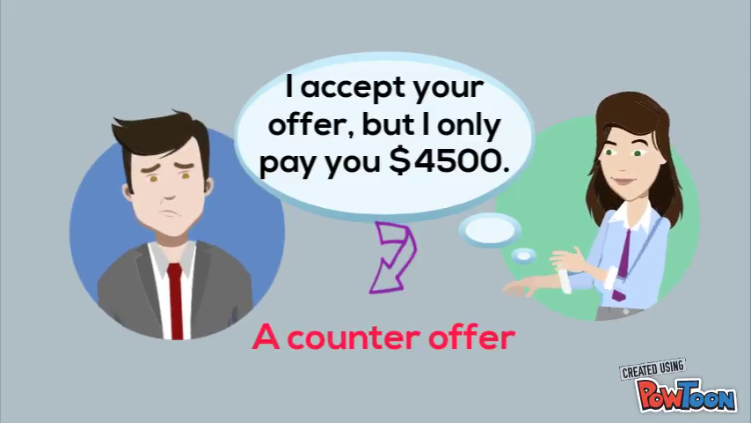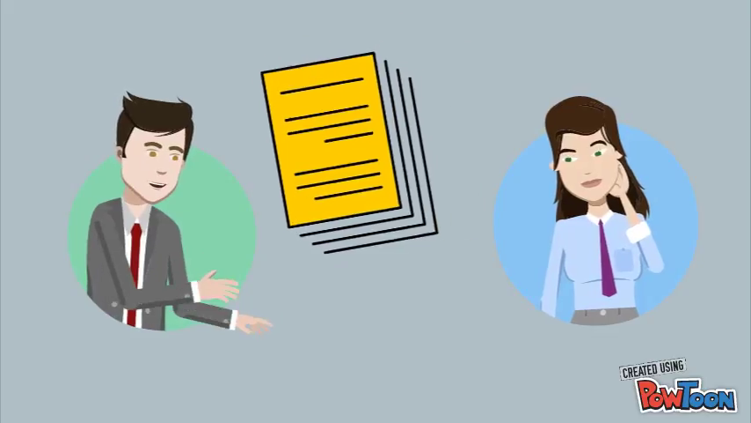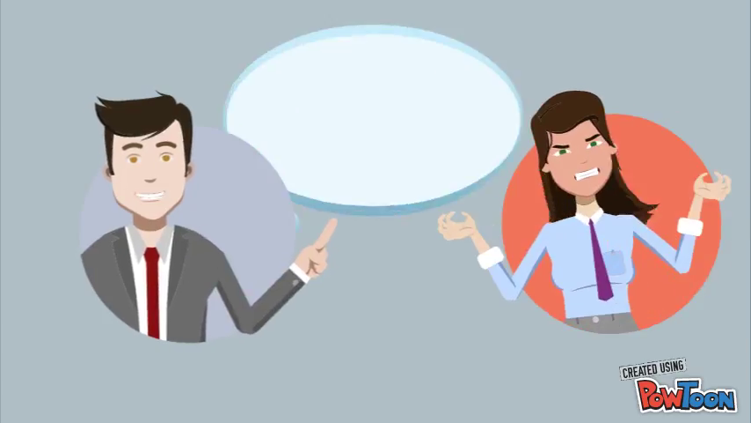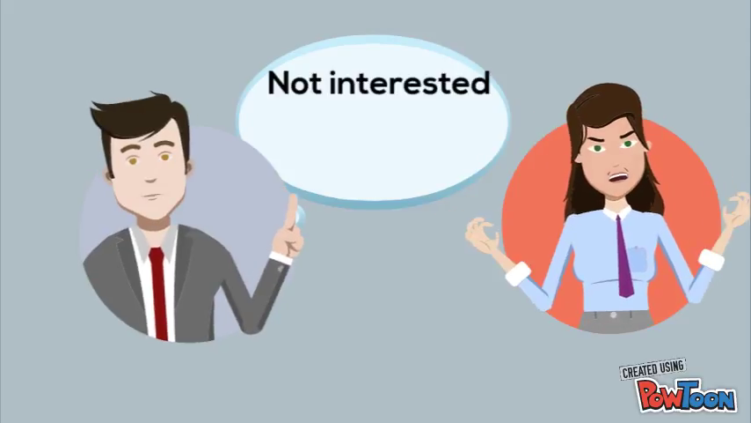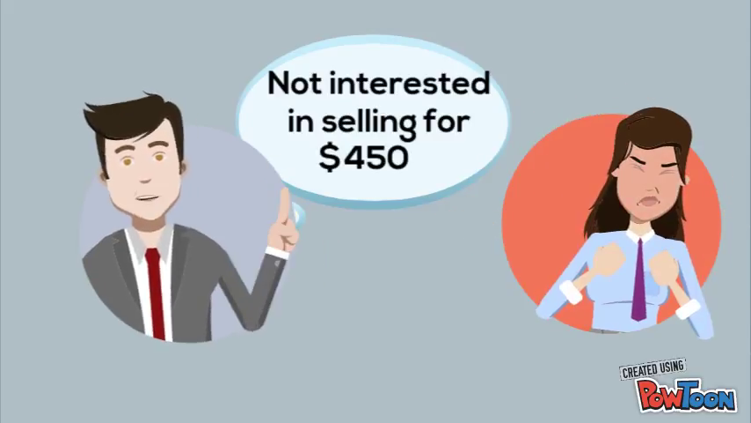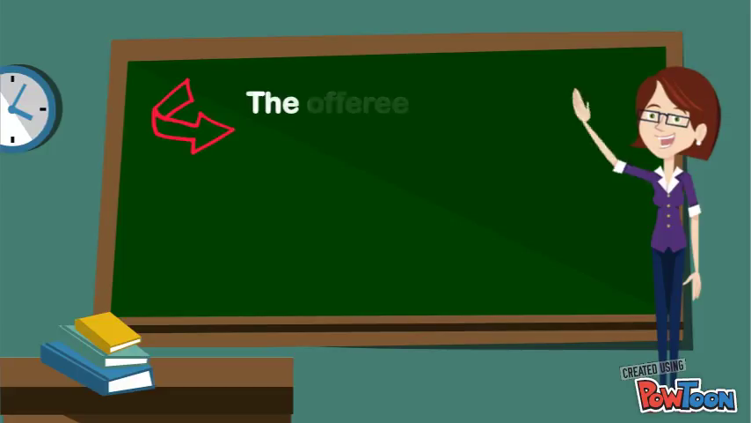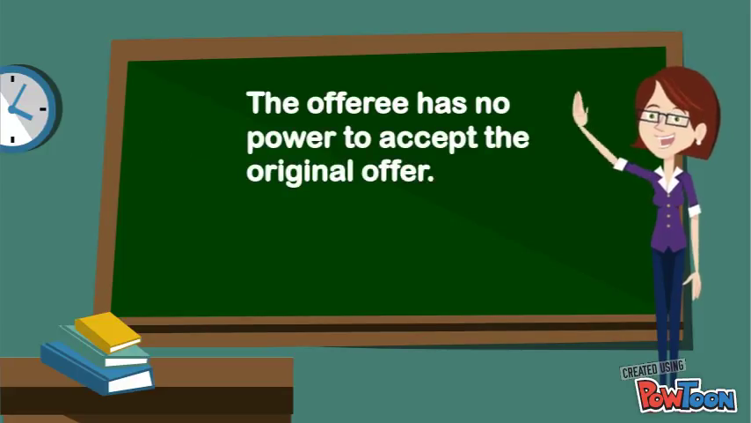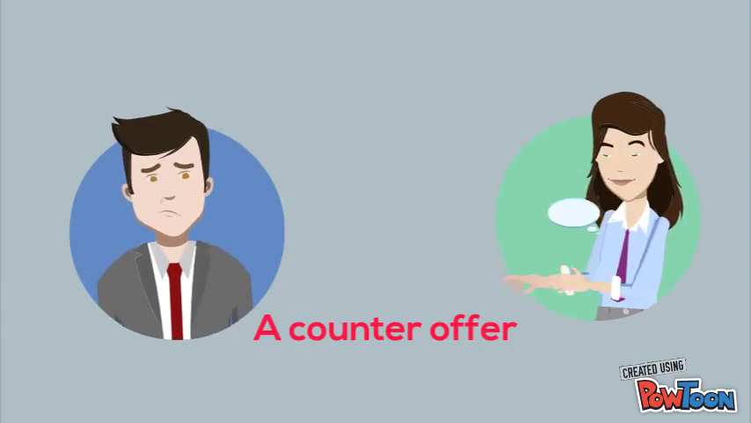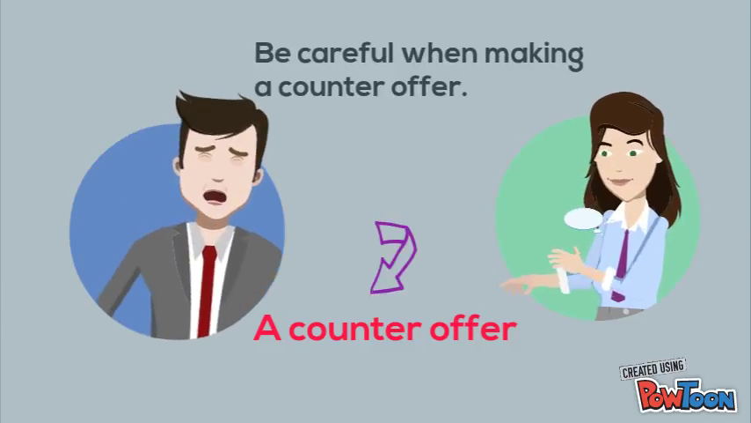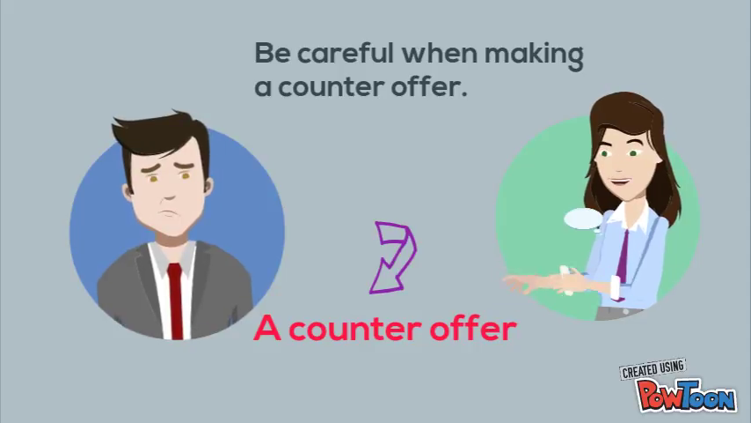Upon this counteroffer, the original offer is automatically terminated. Therefore, assume that the offeror's response to the counteroffer is that "I'm not interested in selling my vehicle for $4,500." At that point, the offeree no longer has the power to accept the original offer to buy a vehicle for $5,000. The offeror might or might not be willing to sell the vehicle for that amount. Anyways, that calls up the start of a new business, so the offeree should be careful before making the counteroffer.